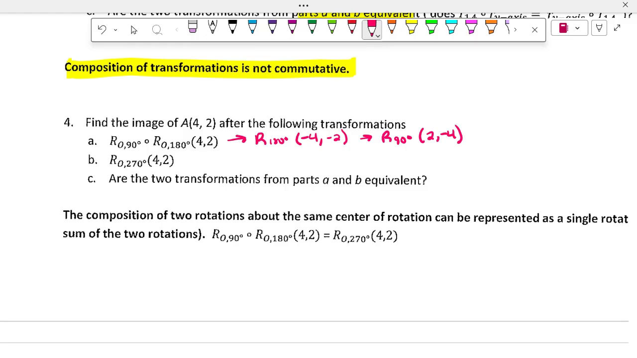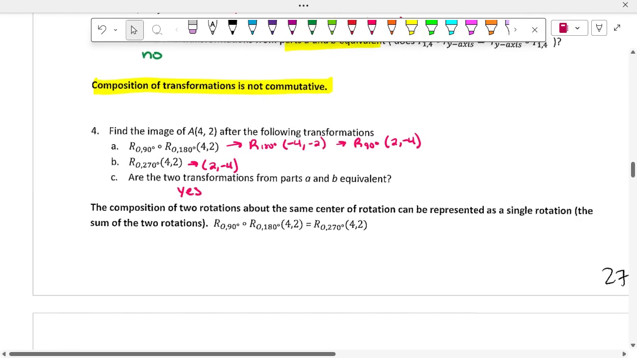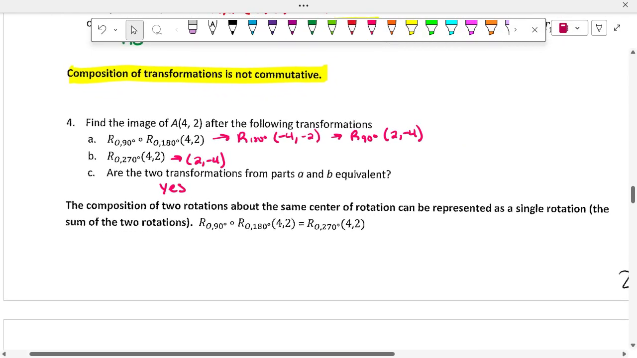What about if we just go straight 270 all the way around? Still 2, -4. So are they equivalent? Yeah. So this is one of those rare instances. Okay. So this is one of those special cases.